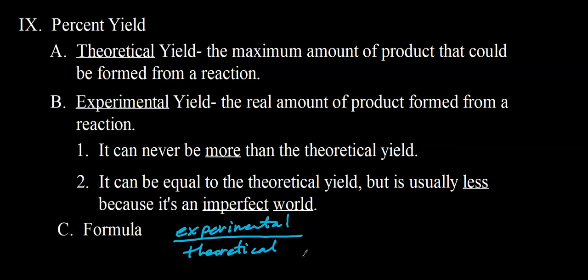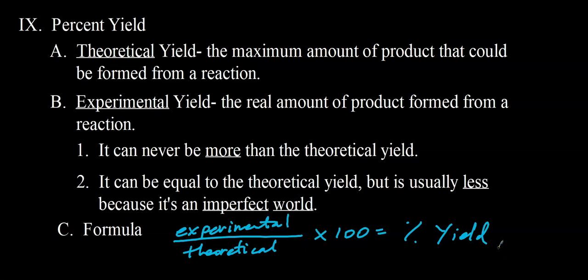What if you're not doing the lab? What if you're working on a worksheet or a test question? The experimental yield has to be given to you. You need to be told how much was actually produced in the reaction. So take those values and divide them. This is going to give you a decimal, and we want to convert that decimal to a percent. So we'll multiply by 100, and that will give us our percent yield.